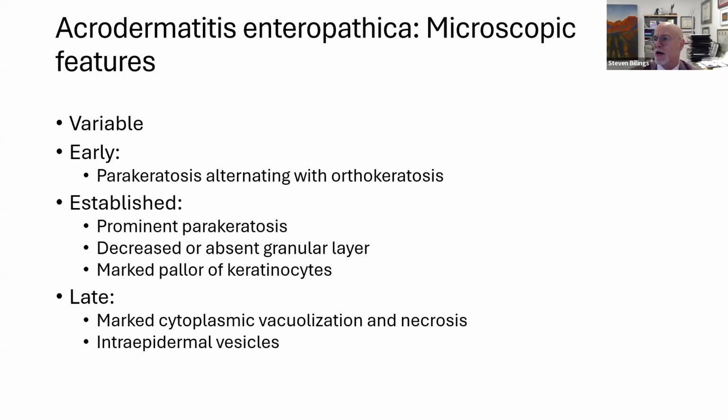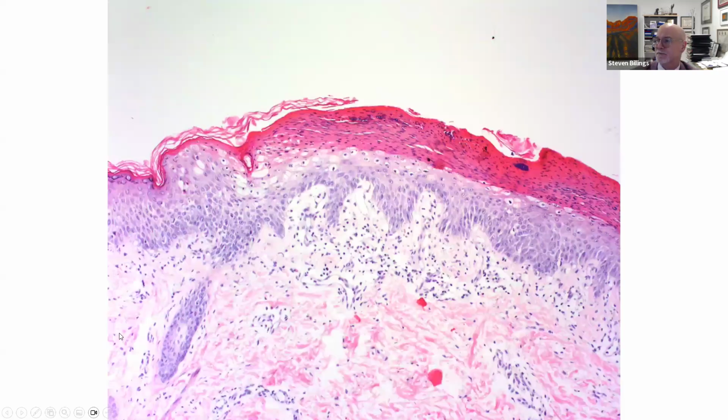Microscopically, it's variable. Early on, you will see parakeratosis alternating with orthokeratosis. In more established cases, you'll see prominent parakeratosis, a decreased or absent granular layer, and then the very characteristic marked pallor of the keratinocytes. In late stages, you'll see marked cytoplasmic vacuolization and even necrosis of the epidermis with intraepidermal vesicle formation. So here we can see this prominent parakeratosis. Notice the absence of the granular layer, and the ballooning or vacuolar degeneration of the keratinocytes in the upper part of the epidermis.